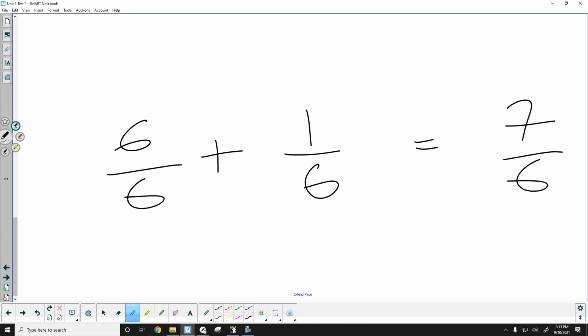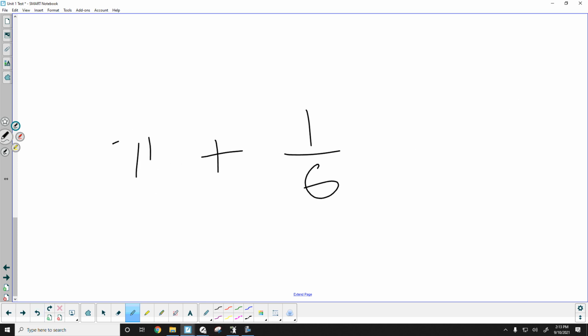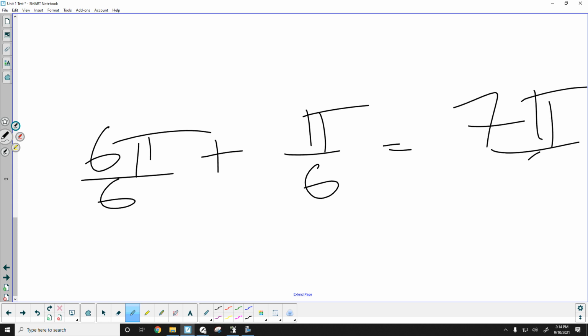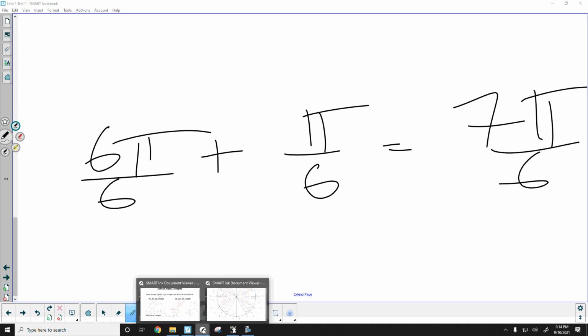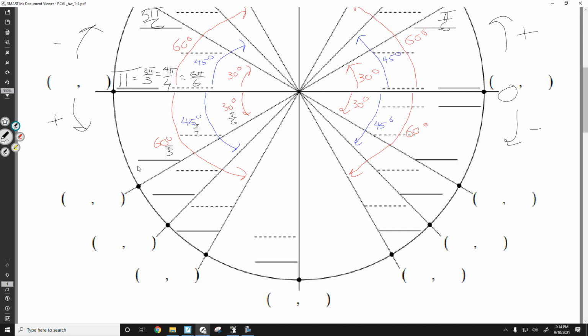Well, what I just did was an example of pi plus pi over 6. I turned 1 into 6 over 6. I could turn 1 pi into 6 pi over 6. 6 pi over 6 plus 1 pi over 6 gives me 7 pi over 6. My friends, we are located here. 7 pi over 6. I added pi over 6 and 6 pi over 6.